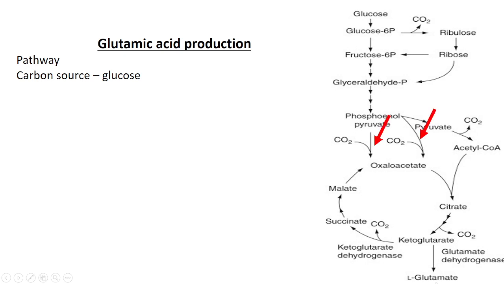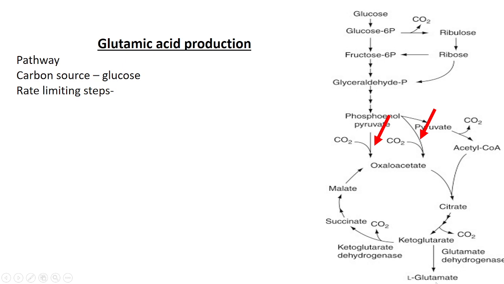And these two carboxylation reactions, that is phosphoenol pyruvate to oxaloacetate and pyruvate to oxaloacetate, are important rate limiting steps in the glutamic acid production. That means if this particular reaction is happening more and more, that means more and more glutamate can be synthesized.